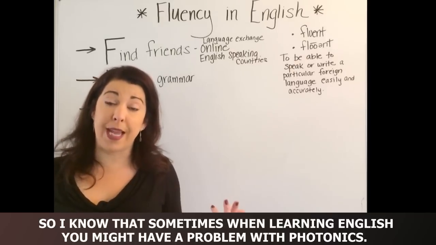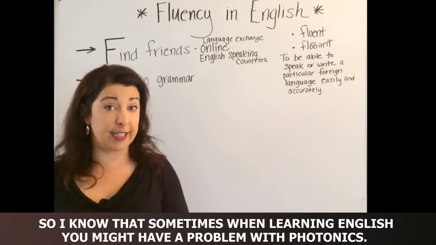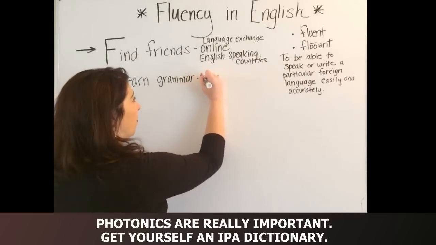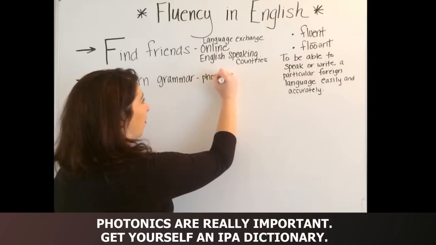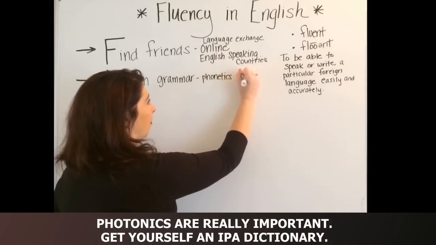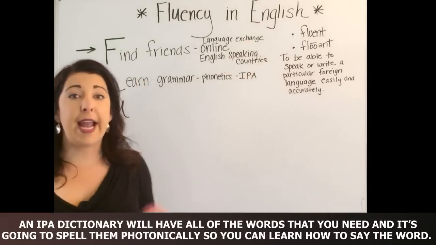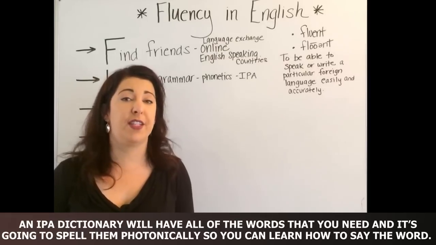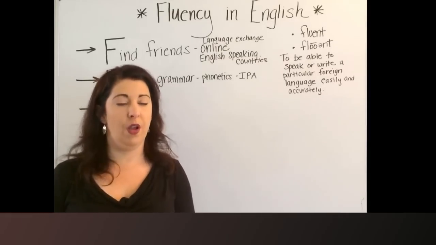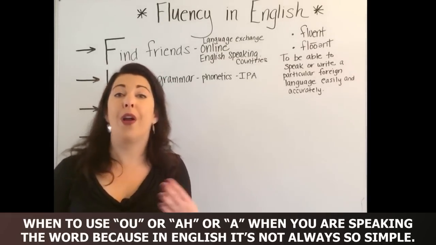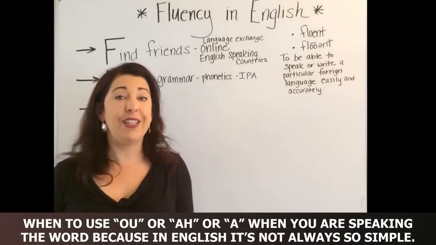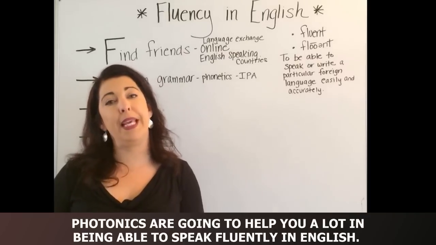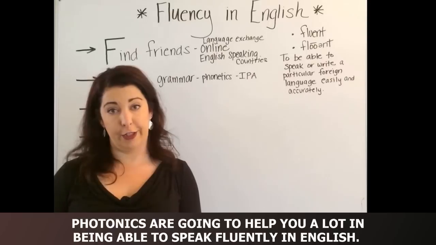So I know that sometimes when learning English, you might have a problem with phonetics. Phonetics are really important. Get yourself an IPA dictionary. An IPA dictionary will have all of the words that you need, and it's going to spell them phonetically, so you can learn how to say the word, when to use "oo" or "ah" or "a" when you're speaking the word. Because in English, it's not always so simple. Phonetics are going to help you a lot in being able to speak fluently in English.